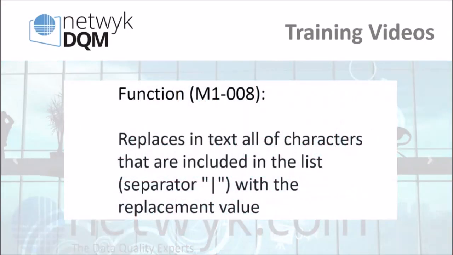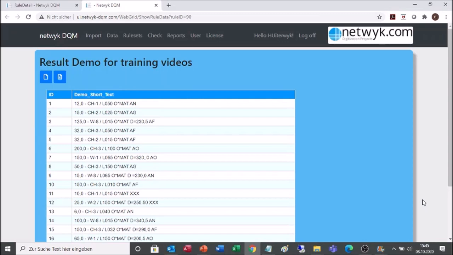This video will explain function M1-008. Let's see how that function works. At first, let's have a look at the demo data. In the demo data, we see values like LO50, LO25, LO15. With M1-008, you can replace all these characters, a list of characters, with one replacement value. Let's have a look how that works.